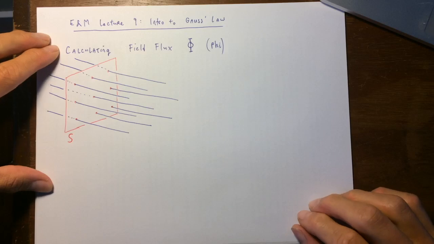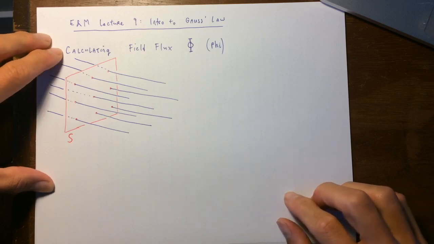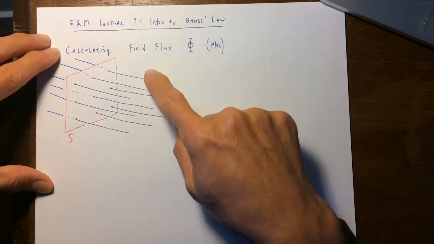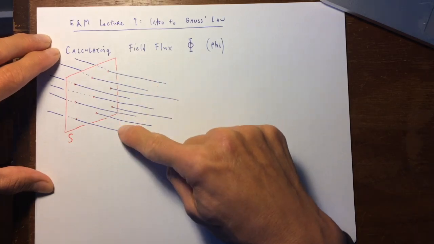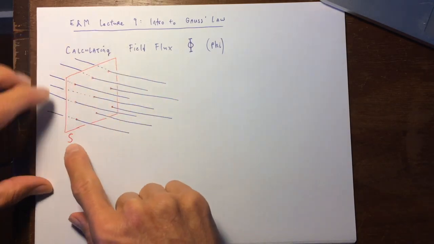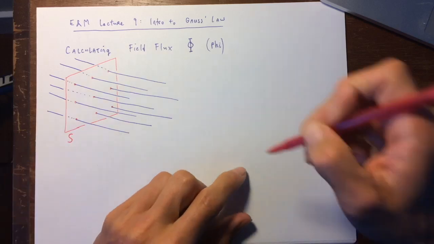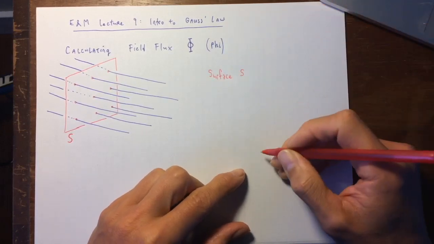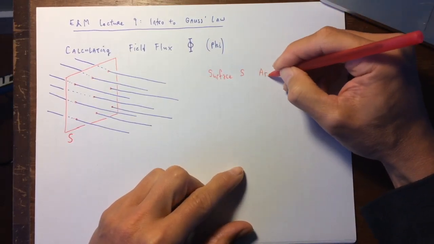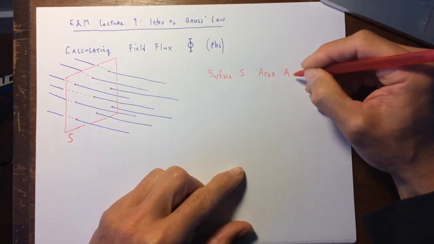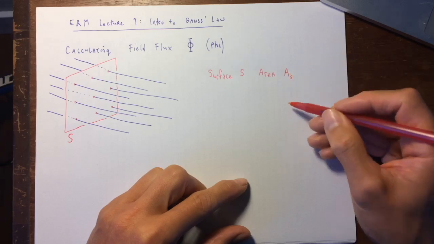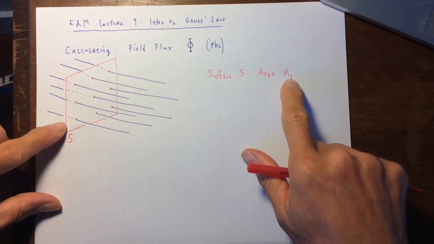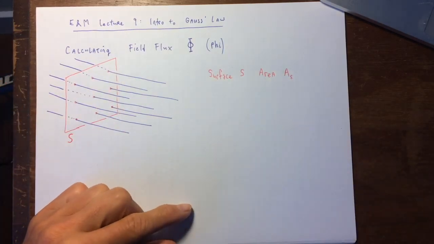So let's start by trying to depict or draw a picture of some field lines. Here are some field lines, and they are piercing a surface whose name is S. So let's say there is a surface, and we'll call it S, and that surface has an area A sub s. So this is the area of the surface, and if this is like a rectangle, then we just need the height and the width, and we can calculate the area pretty easily.